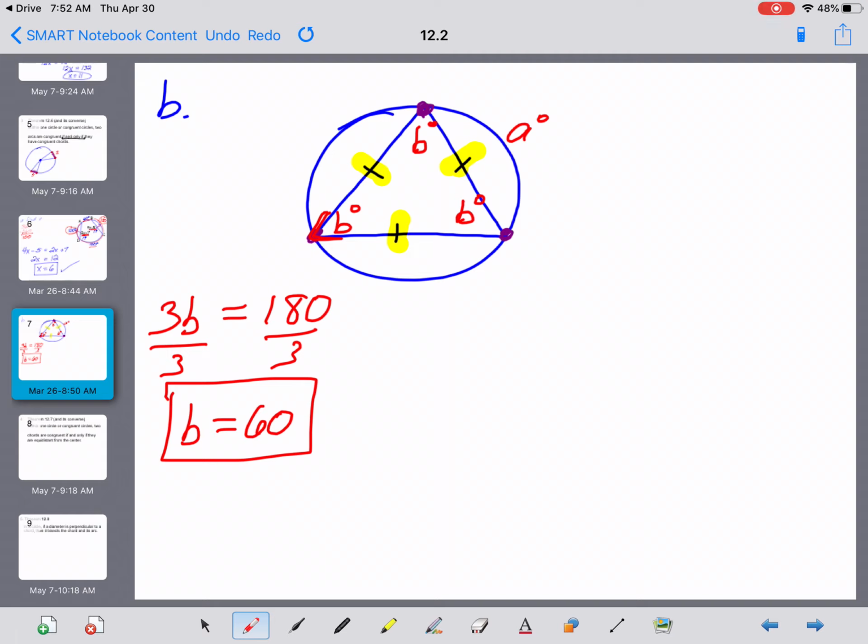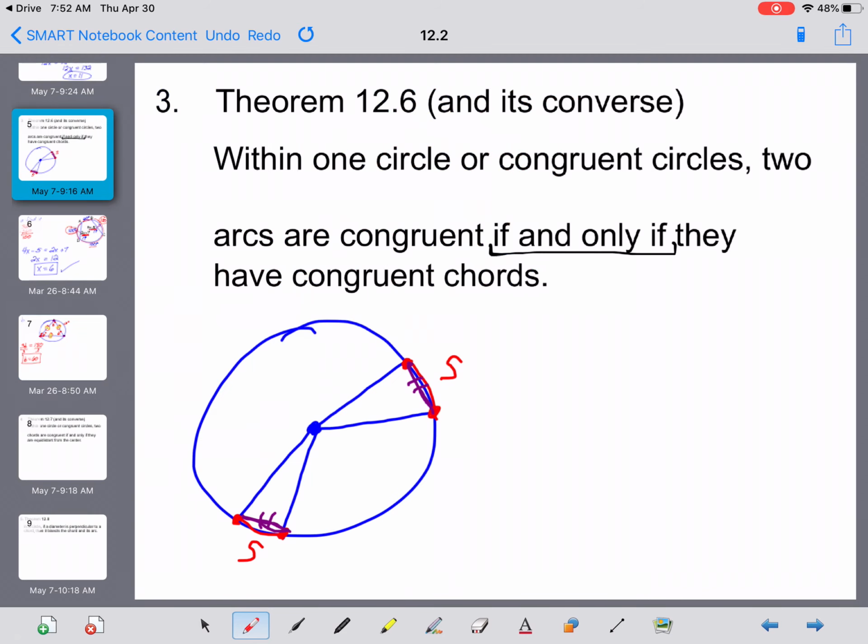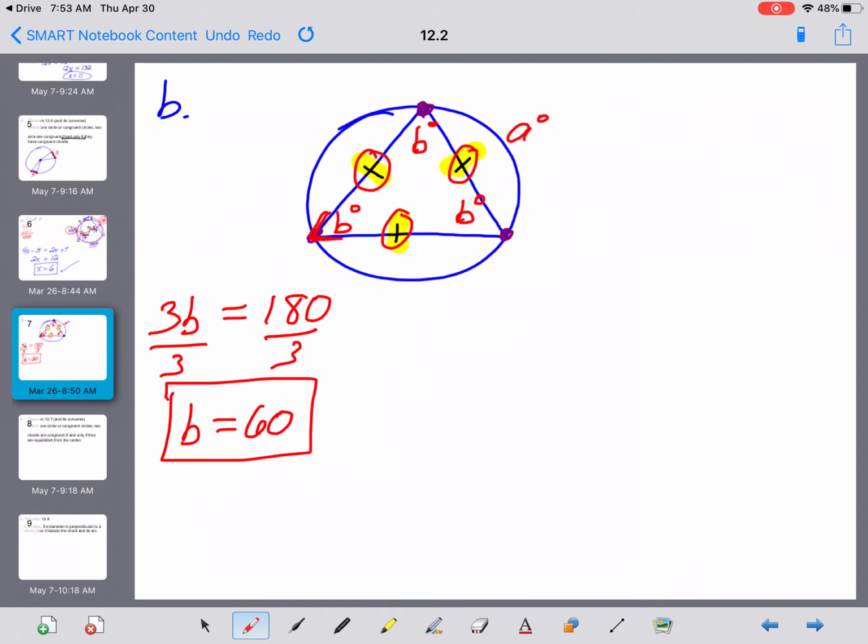Now, the other thing to think about here is the fact that, as we said just a moment ago, we have three congruent chords here within this circle. And theorem 12.6, which we talked about a moment ago, said that two arcs would be congruent if they have congruent chords. Well, we do have congruent chords, and this chord creates an arc whose degree measure is A. That means that the other chords also have to make arcs that are A degrees in each case right here.